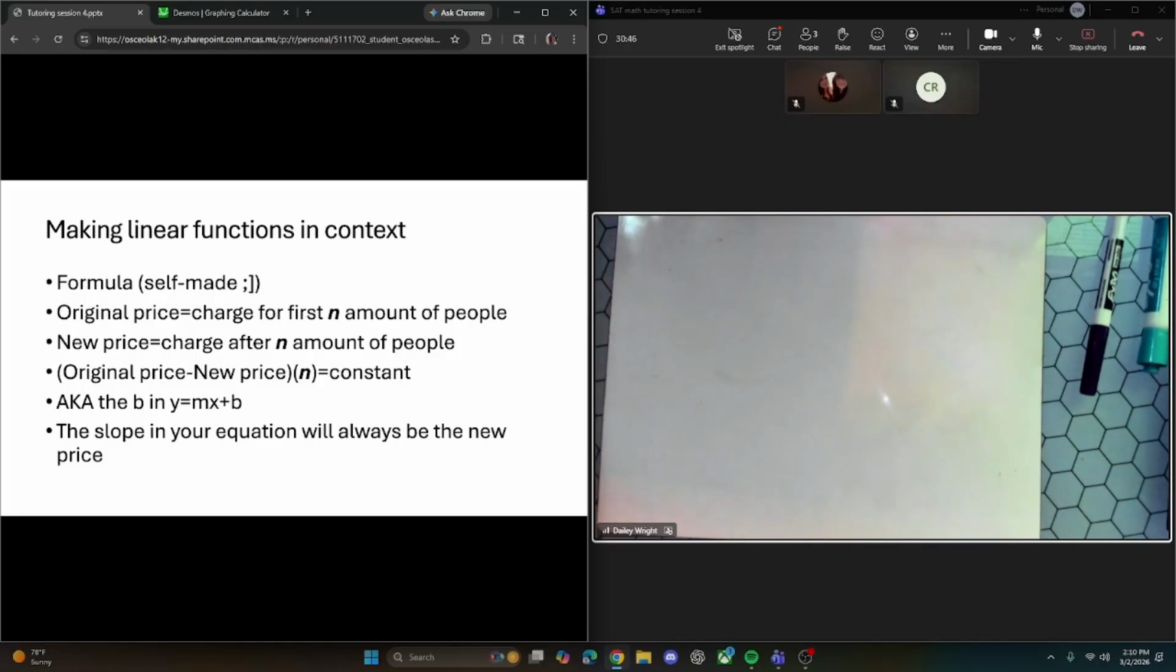That formula is the original price of the context minus the new price of the context, times n. And that n is going to be the total amount of people that they charge the original price with. I'll show you guys what that looks like in a second. The original price is the charge for the first n amount of people, and then the new price is going to be the charge after the first n amount of people.